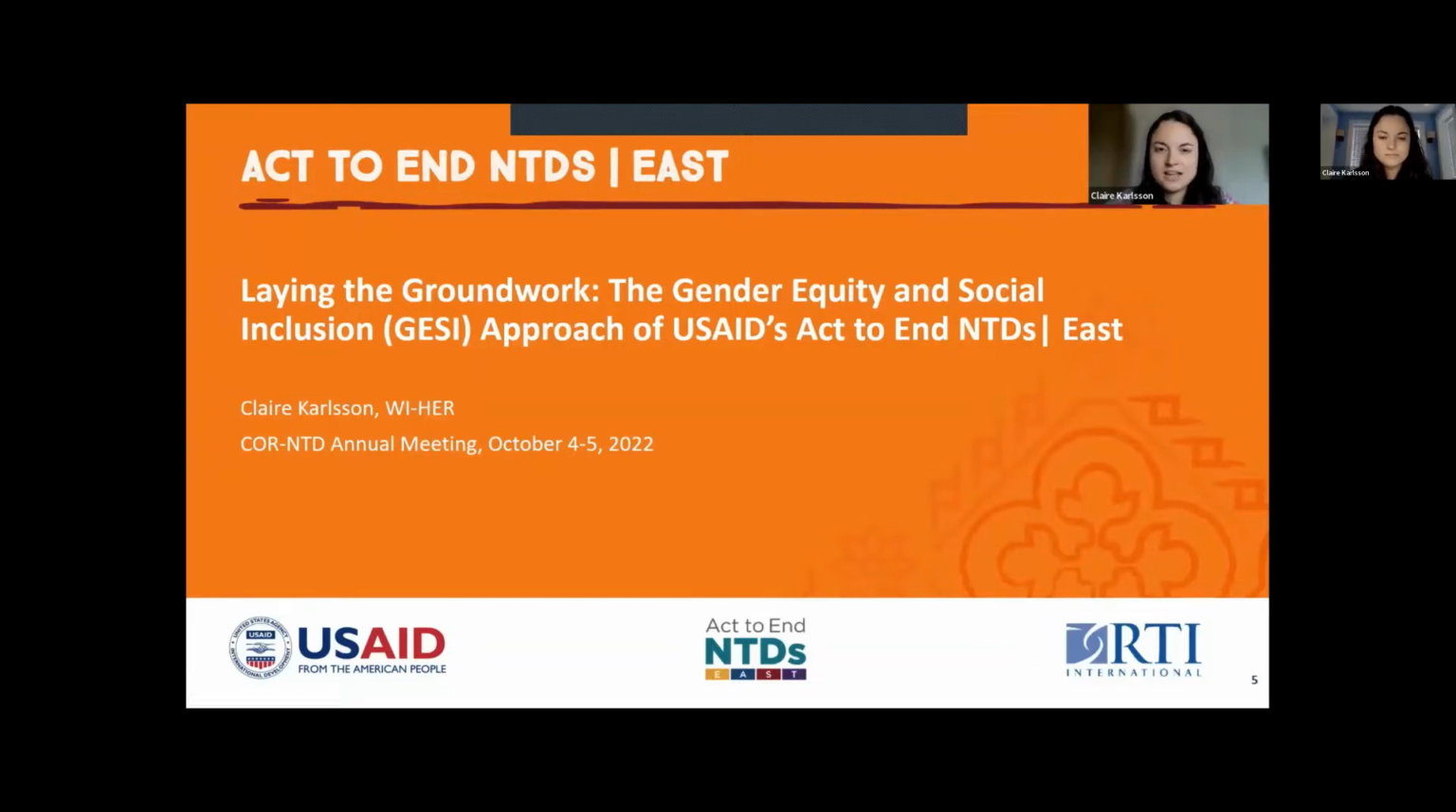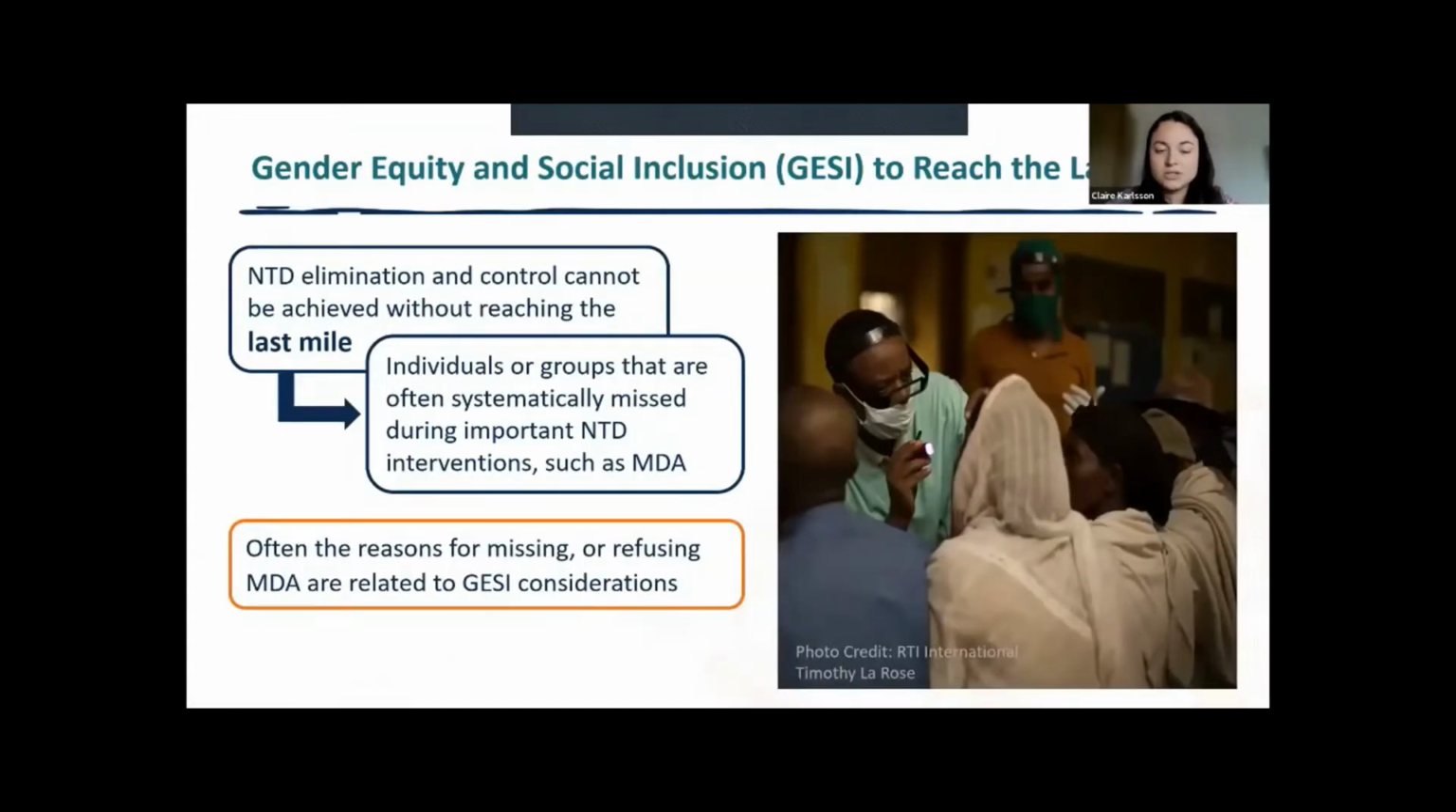It is my pleasure today to introduce the gender equity and social inclusion approach that is being employed by USAID's Act East program. The impact of gender equity and social inclusion, or GESI, on health outcomes is fairly understood among key stakeholders and program implementers. Yet attention to GESI within the NTD space is just beginning to gain attention. NTD elimination and control cannot be achieved without reaching the last mile, meaning those individuals or groups that are often systematically missed during important NTD interventions, such as mass drug administration or MDA.